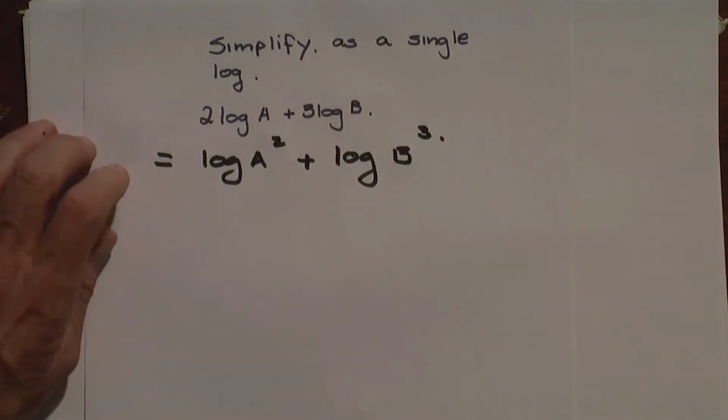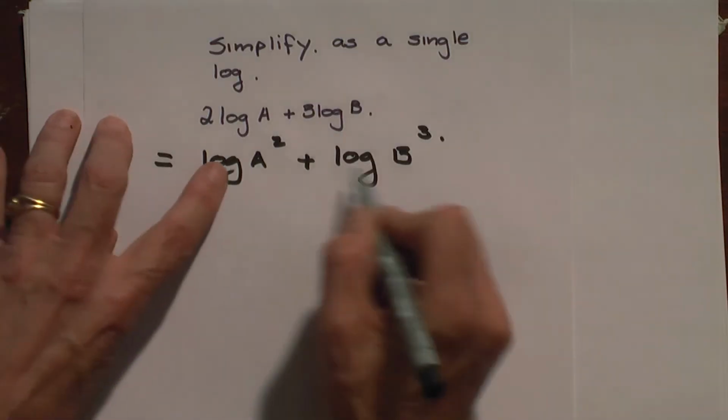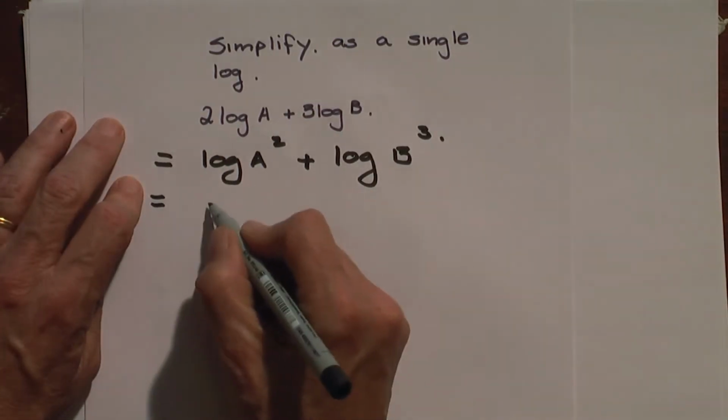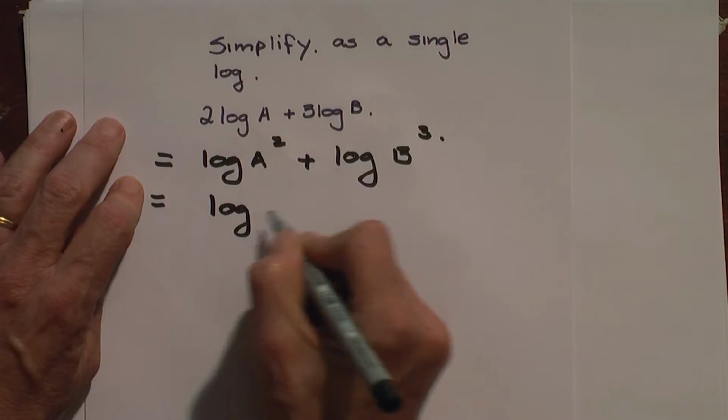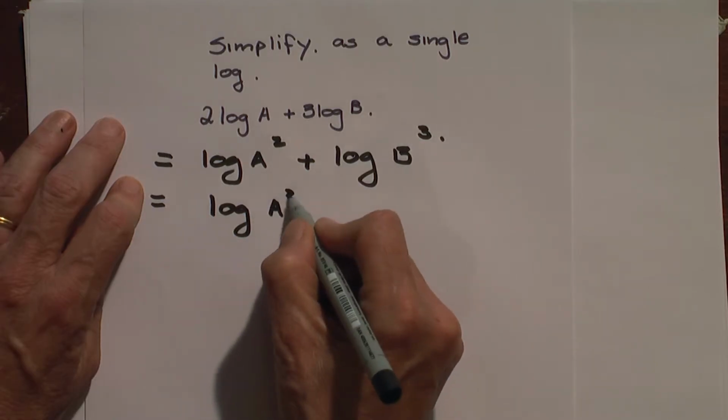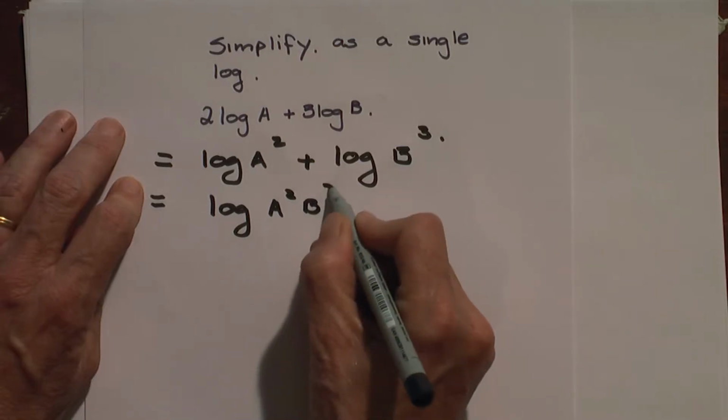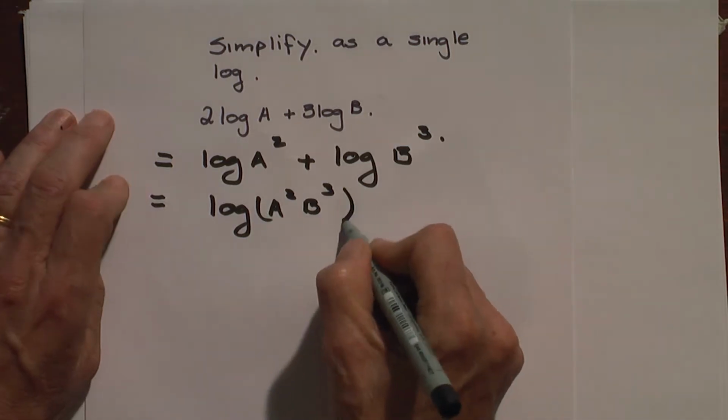Now they said a single log. So what am I doing? I'm adding the logs together. So what do I do? I multiply the numbers. A squared, B cubed. Now we are going to give you some examples in the activity where you are using numbers. But I don't think they're going to give you that in the exam because you can just cheat on your calculator. You can just plug it into your calculator and get the answer.